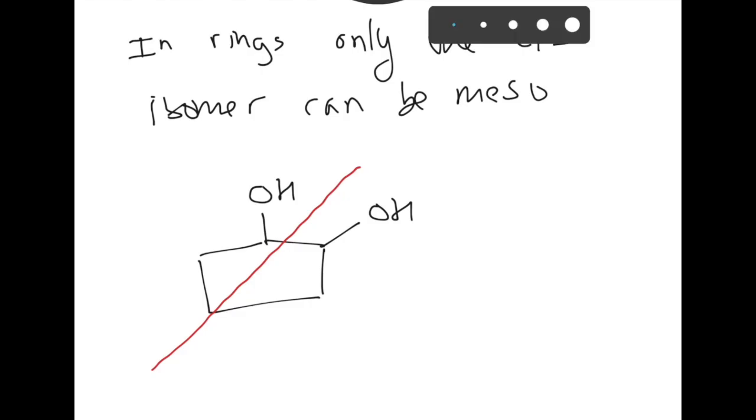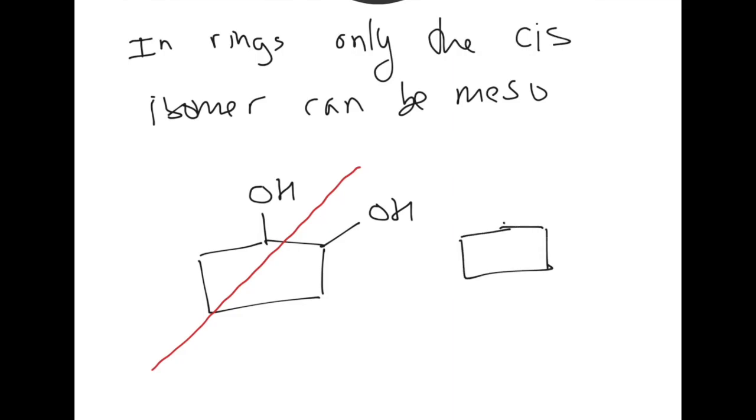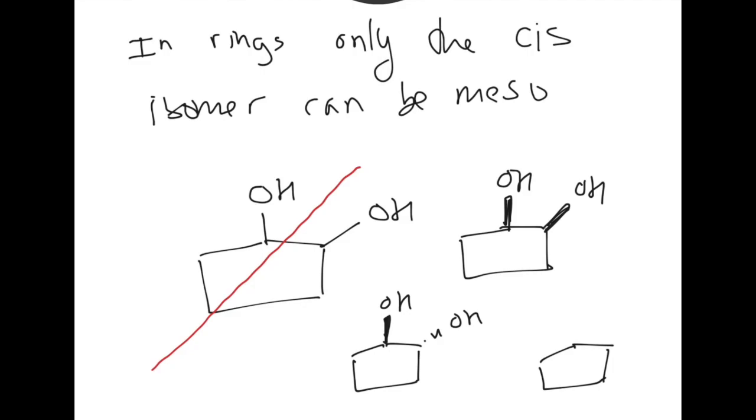So in a ring, only the cis isomer, only the isomer where your two groups are on the same side, that's the only one that can be meso. And that's because that's the only way that everything lines up. Those OHs line up with each other perfectly if they're on the same side of the molecule. When they're on opposite sides of the molecule, they don't line up anymore. It's no longer meso, or can't be meso. So far, so good. Does it all make sense? Not too terrible?